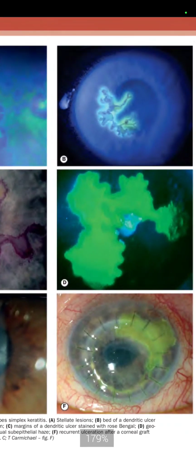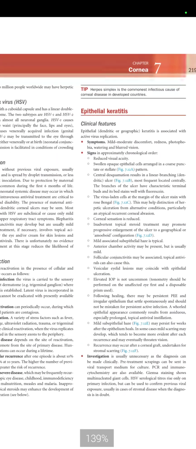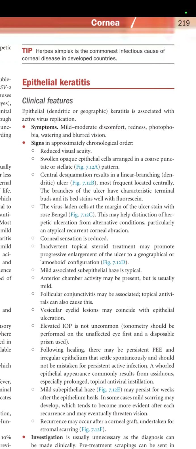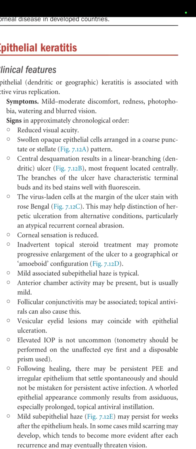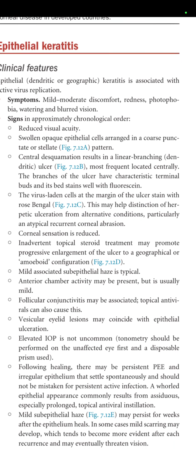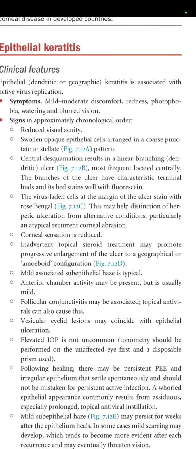So here it is. You can see that there is a dendritic ulcer and it is central, involving the visual axis, and there is a terminal bulb and the center of the base is very clearly staining with the fluorescence under the cobalt blue filter. The next is the virus laden cells at the margin of the ulcer stain with the rose bengal. This may help distinguish herpetic ulceration from the alternative condition, particularly atypical recurrent corneal abrasion.